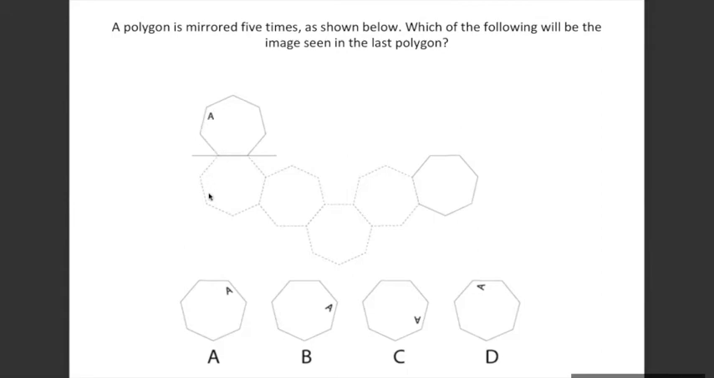So in this case, this is how it will be. Along this axis the mirror image would come here. Along this axis the mirror image would come here. Along this axis the mirror image would come here. Along this axis, the mirror image would come here. Which option was the one? D. Option D is the correct one. That's right.